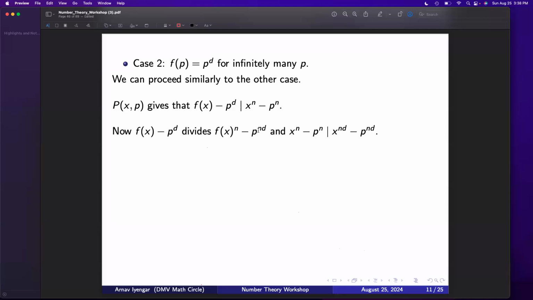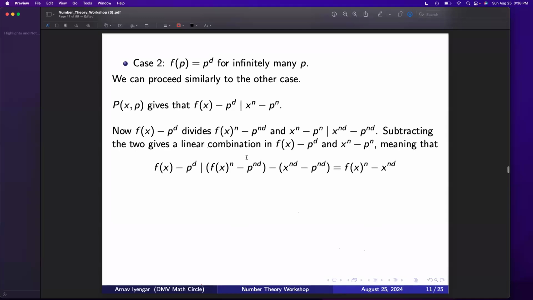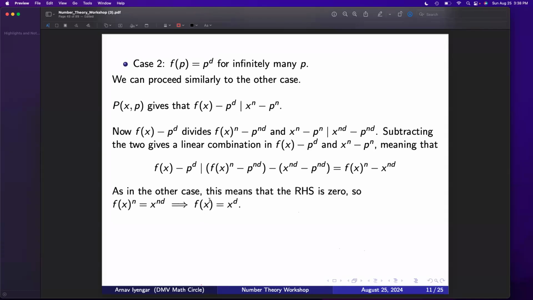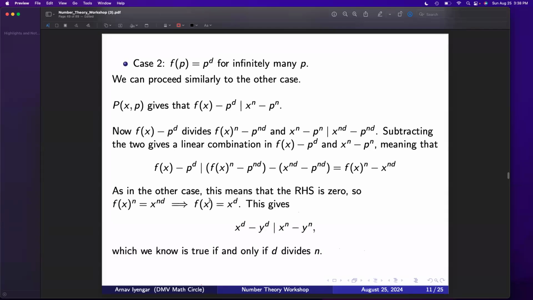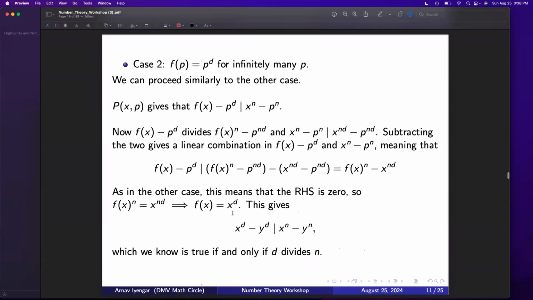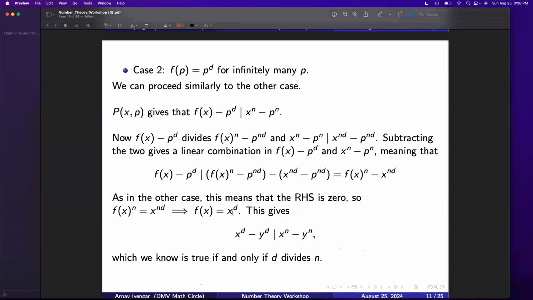So instead of adding, you can subtract. So basically the same idea. You get to the right hand side of this, which is f of x to the n minus x to the nd. We'll have to have infinitely many divisors, so it's 0. So f of x is now x to the d. So similarly, we have the exact same divisibility, and we know this means that d has to divide n. So now what are our solutions to the equation?